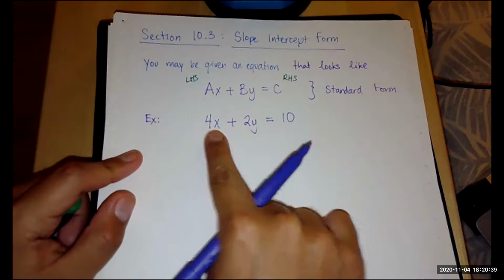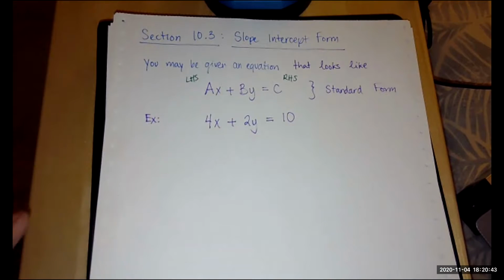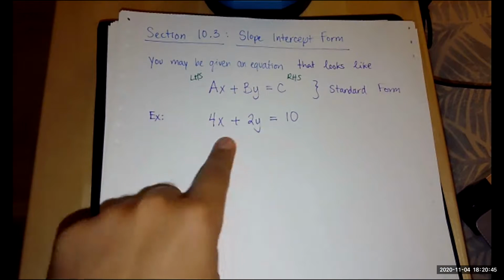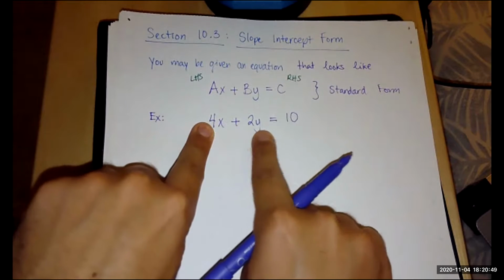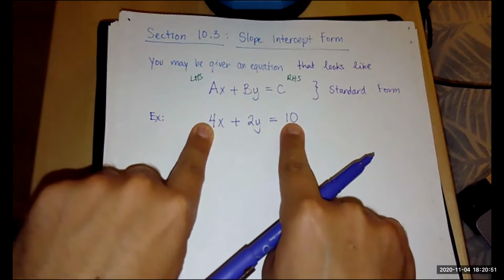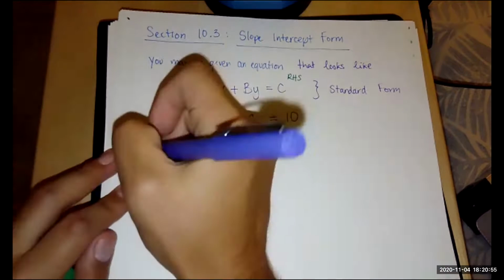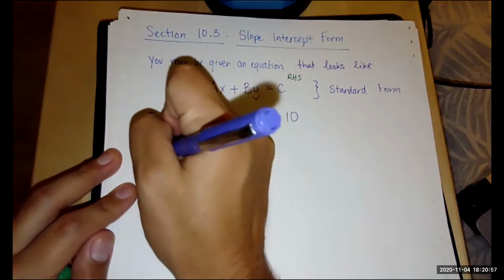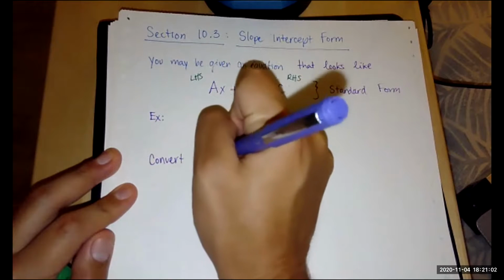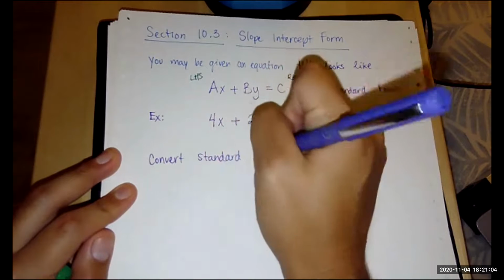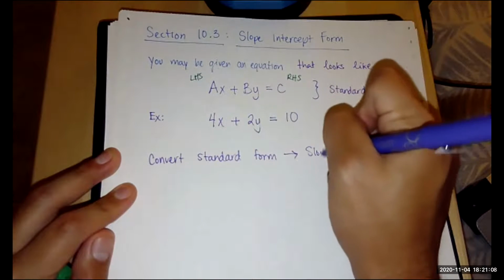So I don't have to know what the graph of this thing looks like to identify that the equation I've given you is in standard form, where you have a number times x plus a number times y is equal to some number. That's how you identify standard form. But what we're going to learn about is how we can convert standard form to slope-intercept form.